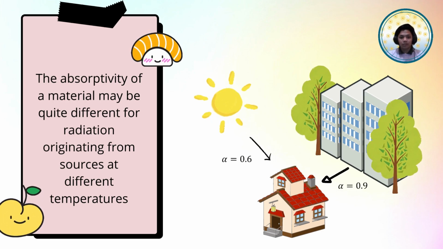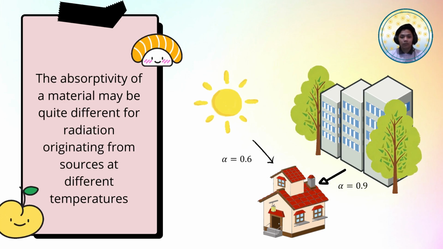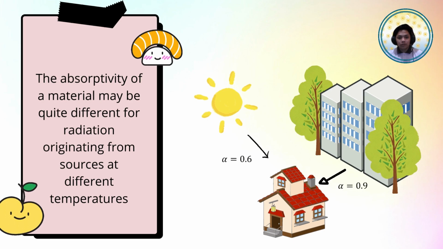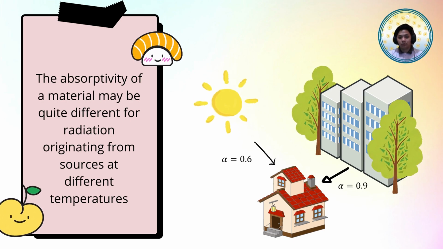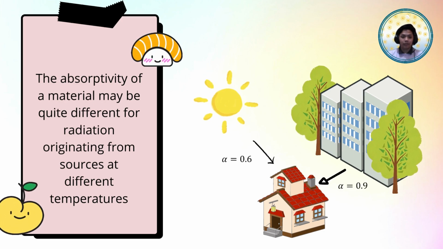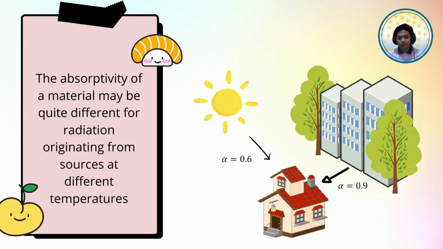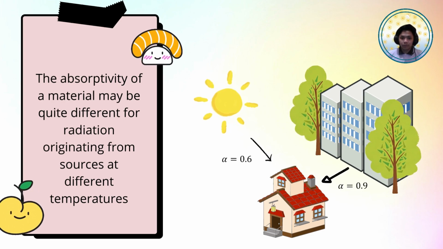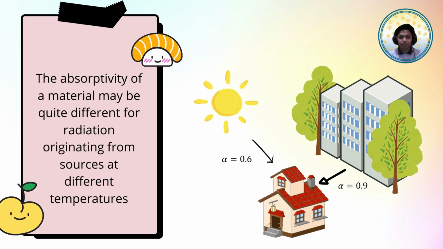For example, a house surrounded by buildings and trees under the heat of the sun is shown in the figure at the right. The absorptivity of the concrete roof of a house is about 0.6 for solar radiation and 0.9 for radiation originating from the surrounding trees and buildings. This shows that the absorptivity is different for different sources with different temperatures.